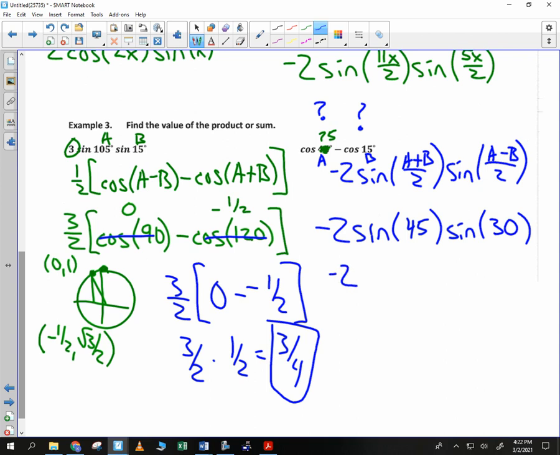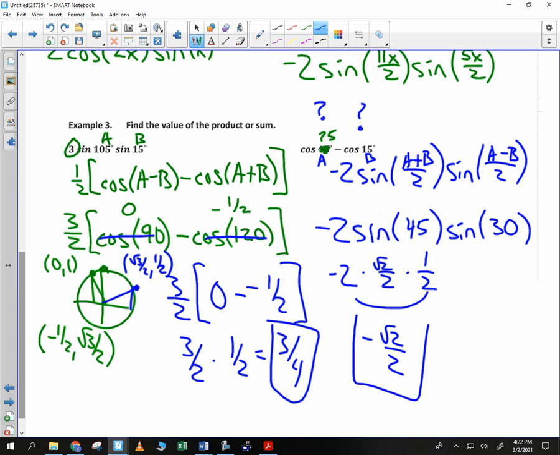You have negative 2 times the sine of 45. You all know that that's the root of 2 over 2. And then sine of 30. What about 30 degrees? That makes a coordinate of root of 3 over 2 and 1/2. So that means that the sine value is 1/2 for 30. Well, negative 2 times 1/2, that's 1. So I get negative root of 2 over 2. That's that exact value.